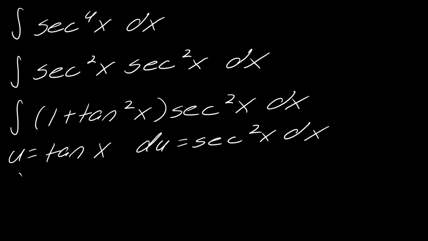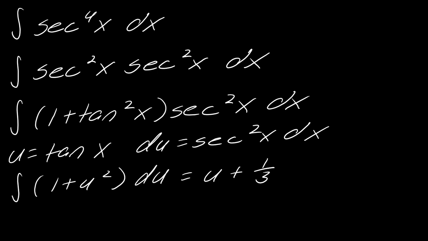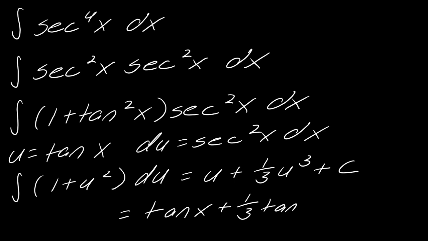And so then we get this just lovely, simple integral, 1 plus u squared du. Fantastic. And so then this will be u plus 1/3 u cubed plus c. So this is tangent x plus 1/3 tangent cubed x plus c. And so that's it for that one.